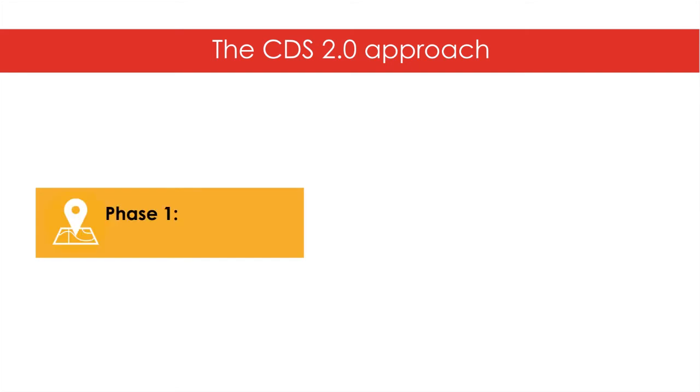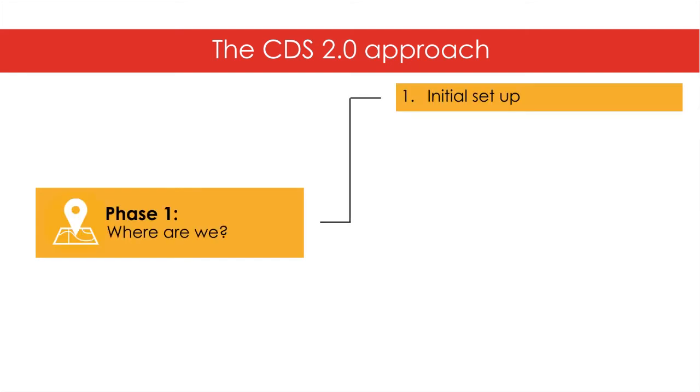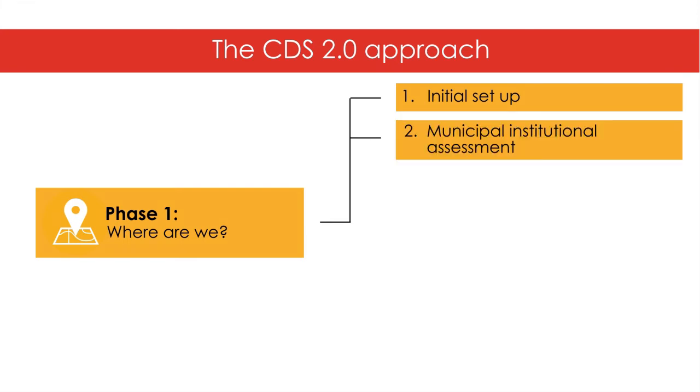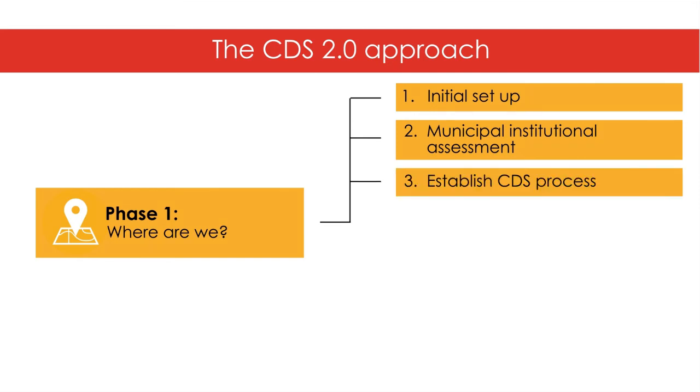Phase 1, where are we? The first step is to get organized and perform a situation analysis. Then, engage with local actors and discuss the readiness of the city to undertake a CDS and appoint a coordinator to set up a CDS team. Next, take stock of the existing government framework and analyze those policies that influence the CDS processes. After clarifying roles and identifying budget, establish a CDS process.